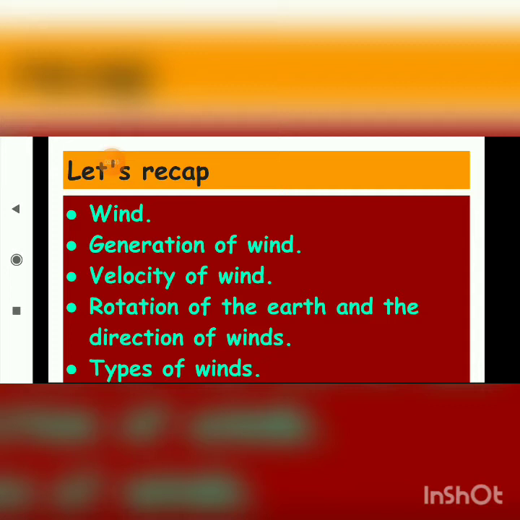We have also learned about generation of wind. After that we have learned about velocity of wind. Then we have learned rotation of the earth and direction of the wind, and at last we have learned in detail about the types of winds. We have learned in detail about easterlies, westerlies as well as polar winds. I hope this much is clear to everyone.